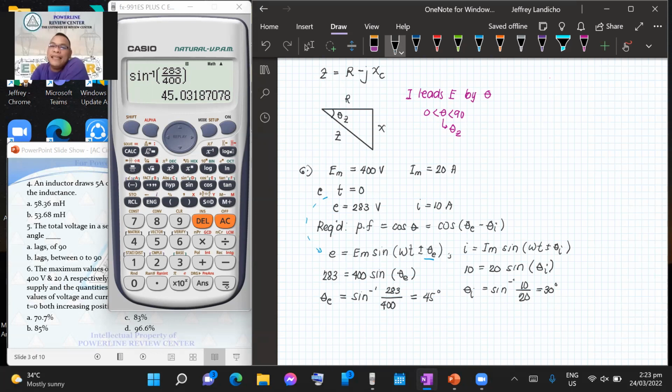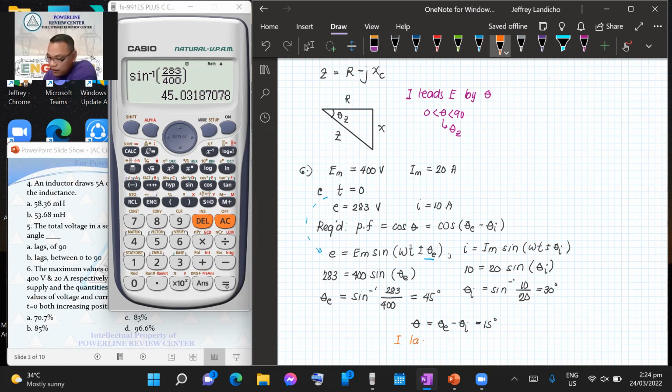So sinong nauna dyan? Si voltage ba or si current? So obviously, kung tumakbo yan, kung pares tumakbo, so mas nauna sino? Yung ating voltage. Kasi nasa 45 degree na siya, si current is only at what? 30. So therefore, pwede nating sabihin, the current lags the voltage by how many degree? So that is your phase angle. So the phase angle is theta of voltage minus theta of your current. So equal kanino? 15 degree. So lumalabas, current lags the voltage.